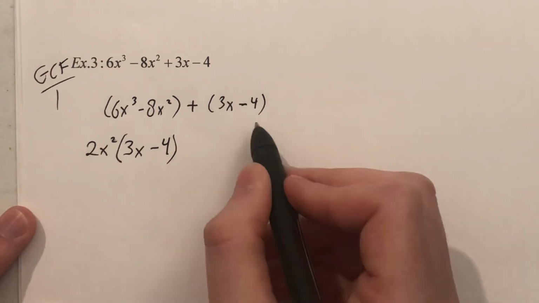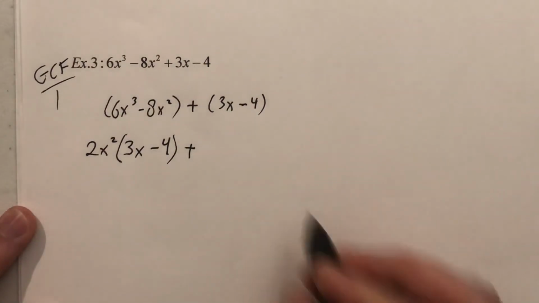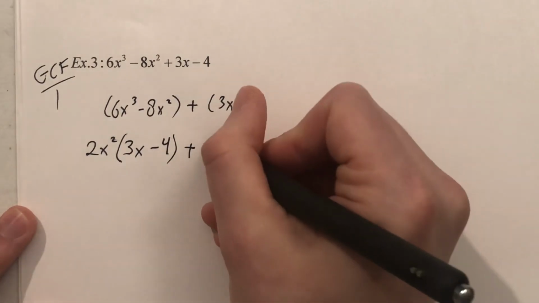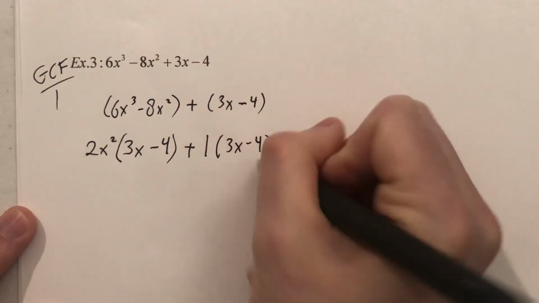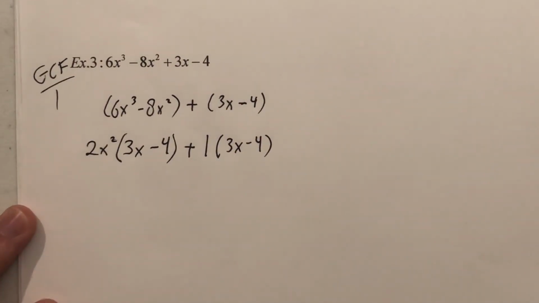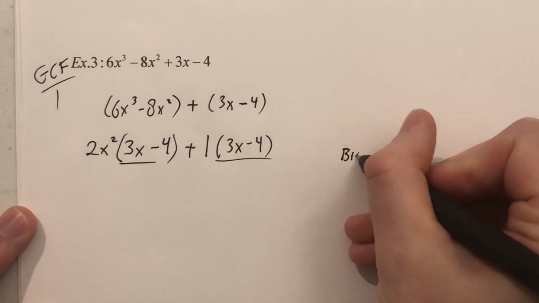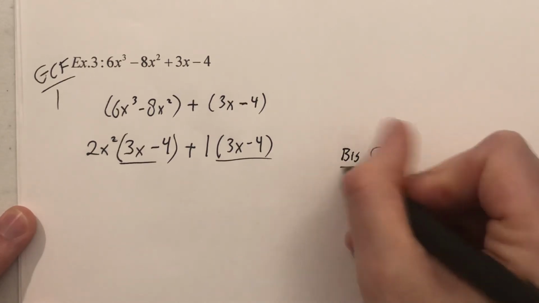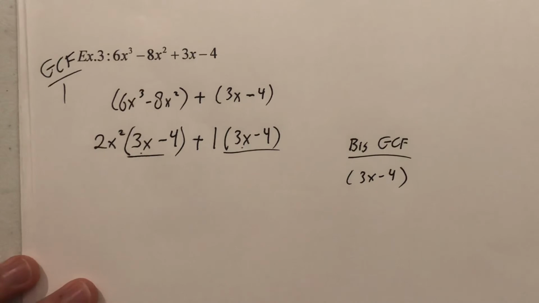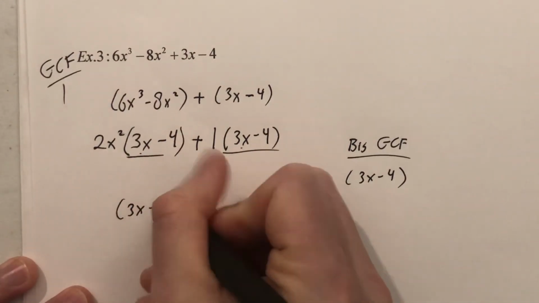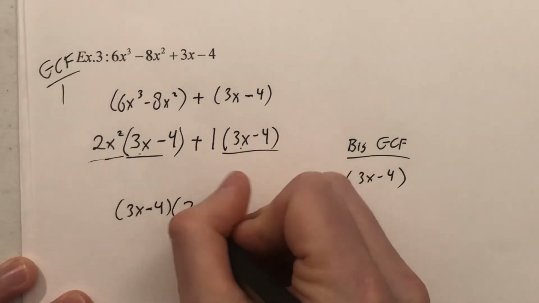Now, looking at 3x minus 4, we realize there's nothing there in common. Here's the one place I think it's a good idea: if the GCF of things is 1, go ahead and put a 1 out front there to show yourself, first of all, that you tried to factor it and there was nothing in common. But also, very importantly, it lets us maybe more easily see this next step. We first of all see the big GCF. Those have to match, 3x minus 4. So that factors out. And then the leftovers, we see that 2x squared there.